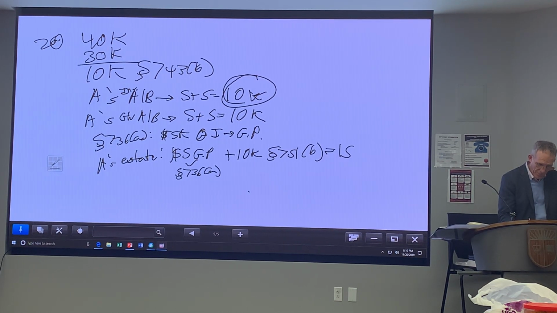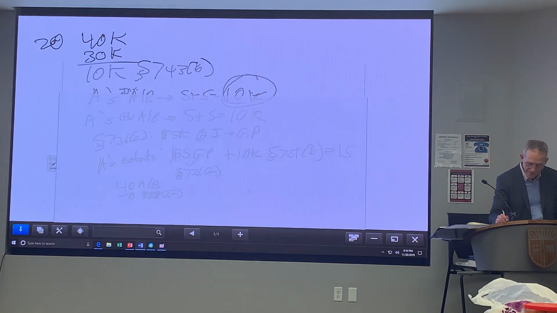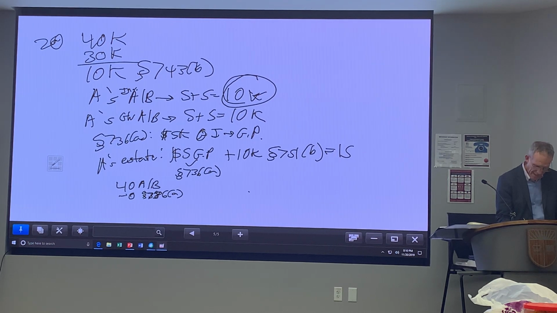He starts off with a $40,000 initial basis. Everyone agree? Starts off with an initial $40,000. That's fine. We're going to subtract 0 for the 736A payment. That has no effect. The 736A payment has no effect on his basis.